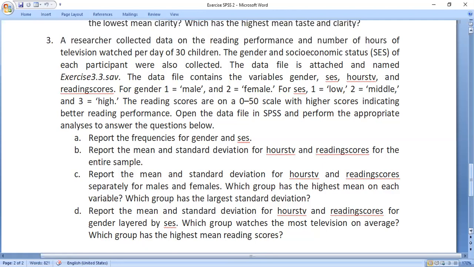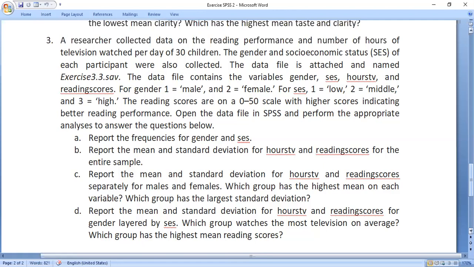So we have to first of all, in part A, report frequencies for gender and socioeconomic group or socioeconomic status. Report the mean and standard deviation for hours of TV and reading scores for the entire sample. Report the mean and standard deviations for hours of TV and reading scores separately for males and females. And last, report the mean and standard deviations for gender layered by socioeconomic group. So that is what we have to do.